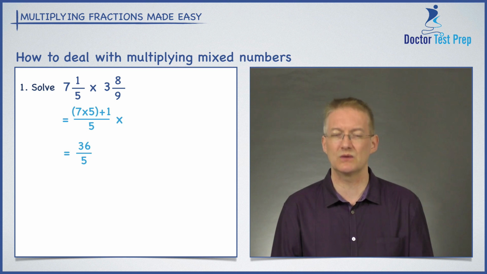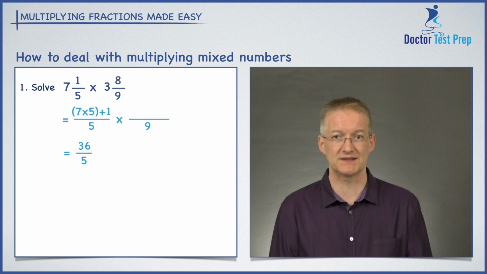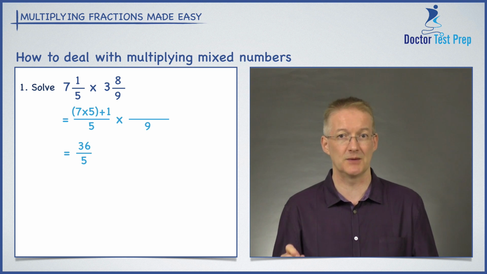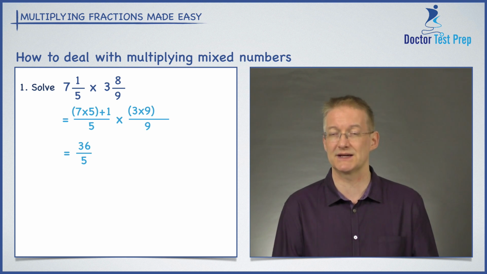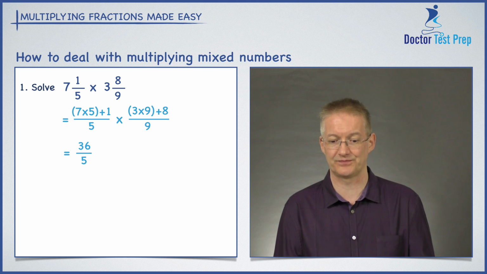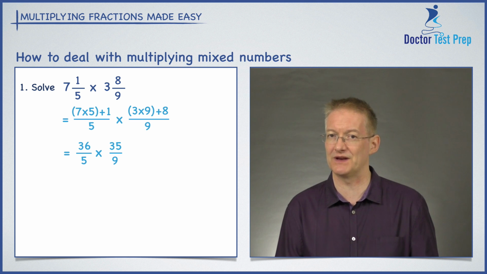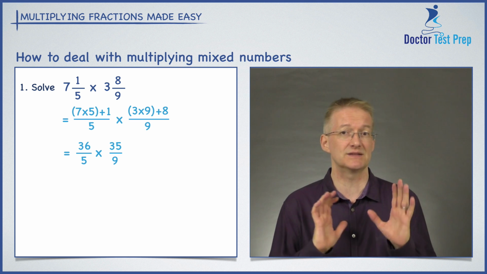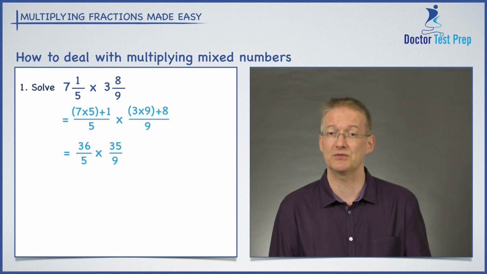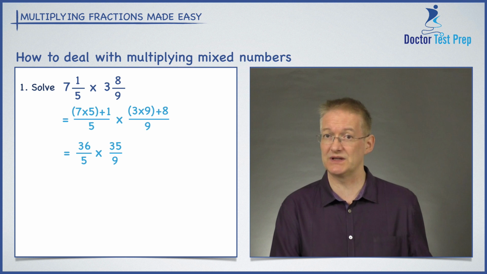Now let's do the same thing with the 3 8/9. So I put the 9 down on the bottom, so the denominator stays the same, and then it's the denominator times the whole number, so 3 times 9, and then I'm adding the 8 on top of that. So 3 times 9 plus 8 is going to give me 35 over 9. So I converted these mixed numbers into improper fractions, and I'm left with 36 over 5 times 35 over 9. Now I'm going to treat this just like we did earlier.